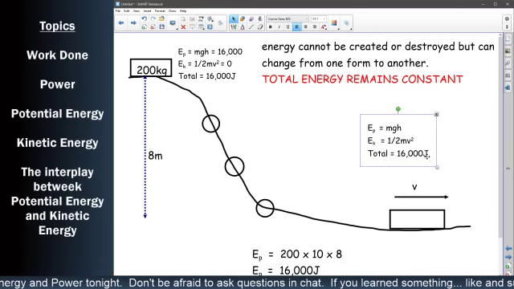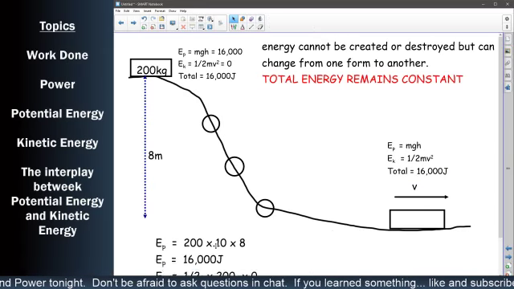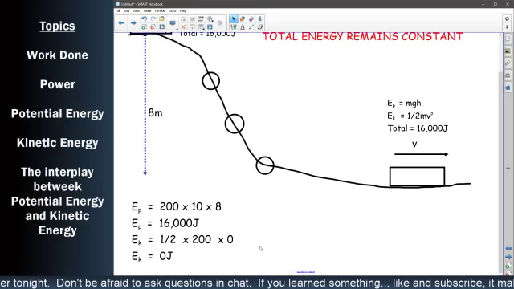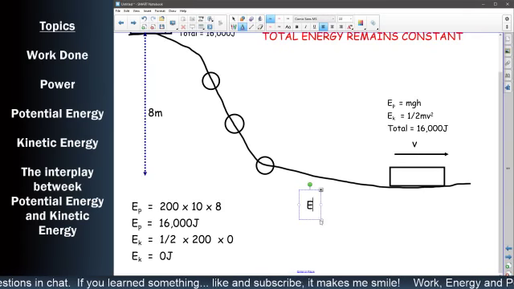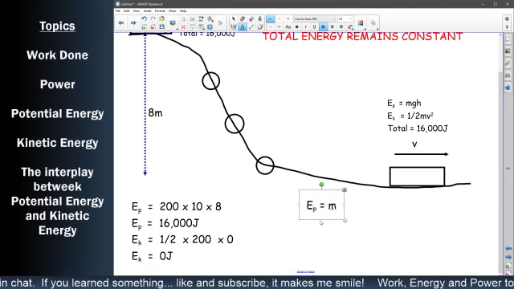Okay, so we've got 16,000 joules total energy lying here. Okay, so to the calculations. We want to find EK out of this because we want the velocity. So the likelihood is that that's going to be the last step we do. So let's take a look at EP. The potential energy, EP equals mgh.